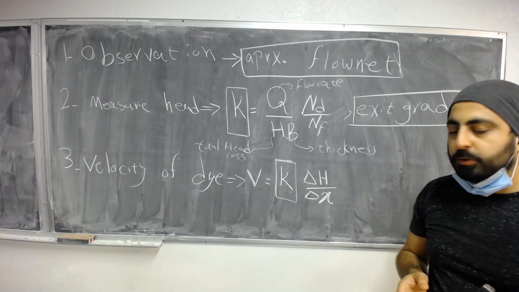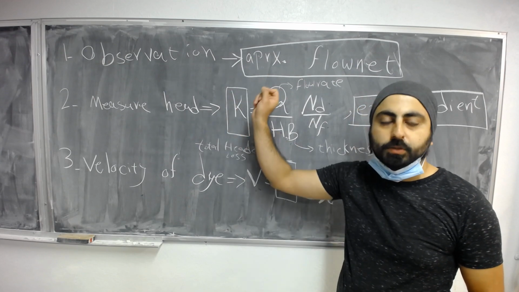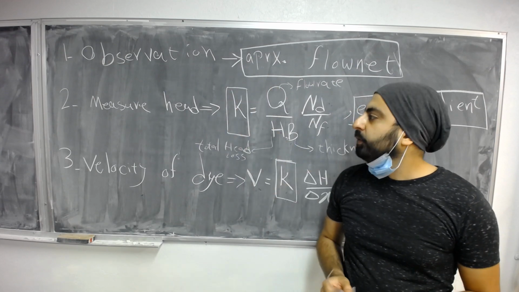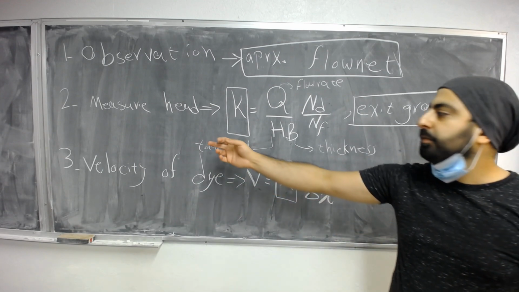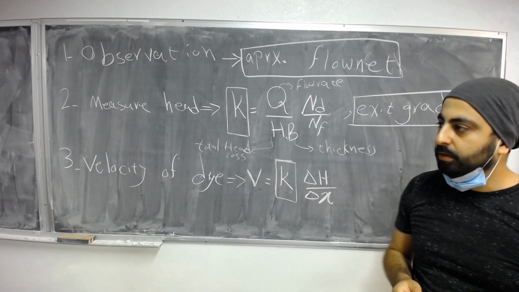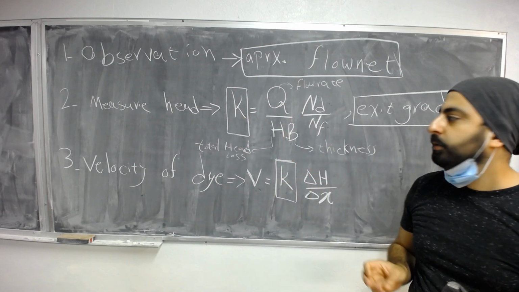In the second part, we're going to actually measure the total head at the particular locations along the FlowNet that I'm going to show you on the first part. And based on the measurements, we're going to estimate K. So the goal of this section is to estimate the permeability of the whole setup.